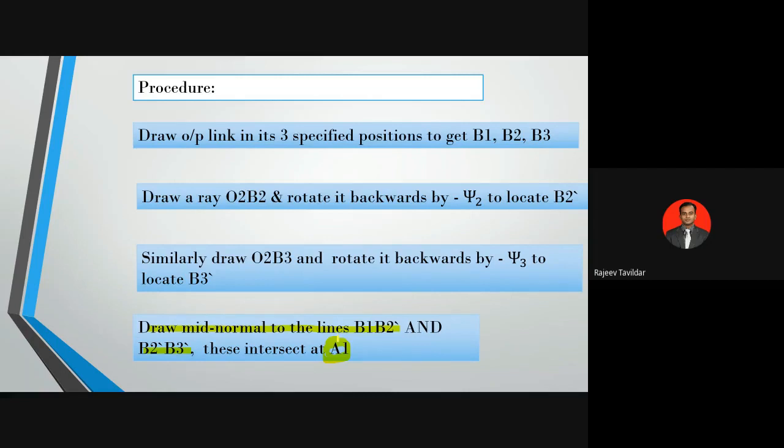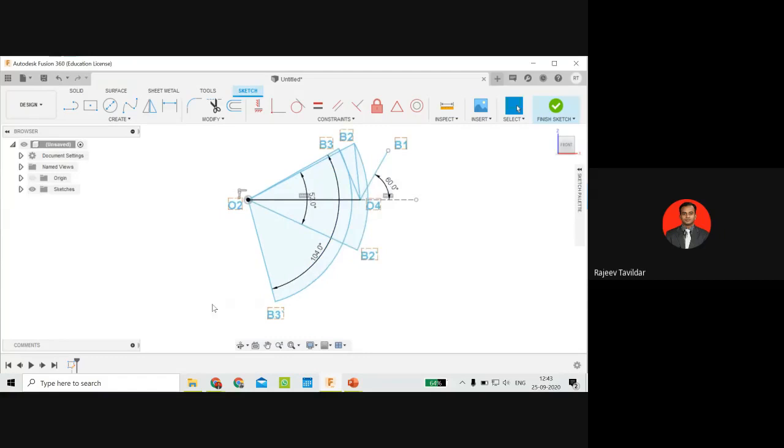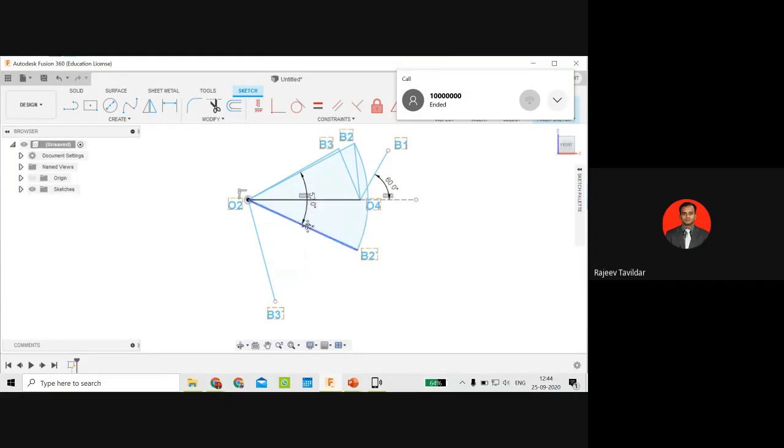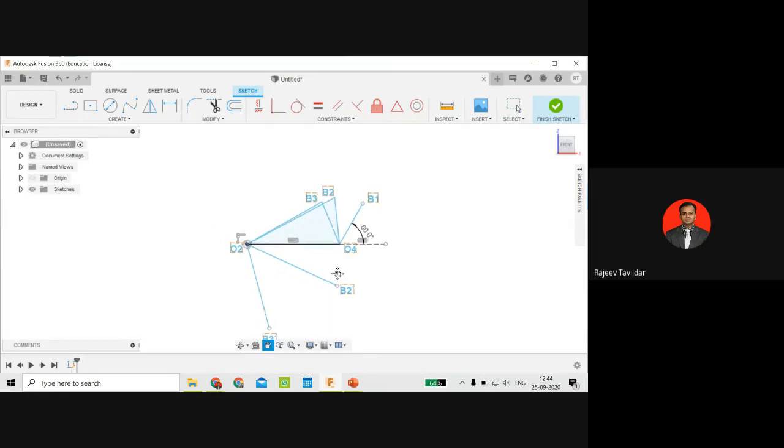Okay, so I need to locate this line first, B1, B2 dash. This is the first line from where I need to draw the mid normal. The second line is B2 dash and B3 dash. From here, I need to draw the mid normal. So let us do that here. For your clarity, I'll delete these arcs so that you can view it clearly. I'm deleting the arcs just for your clarity.